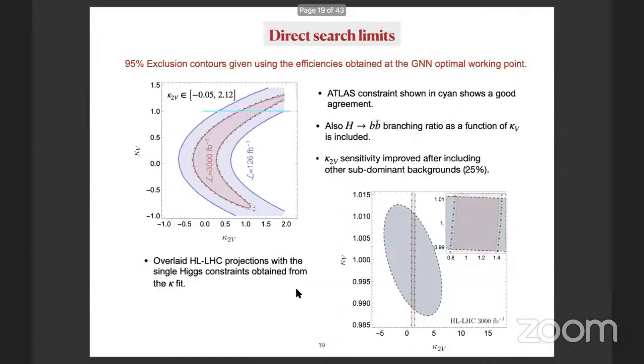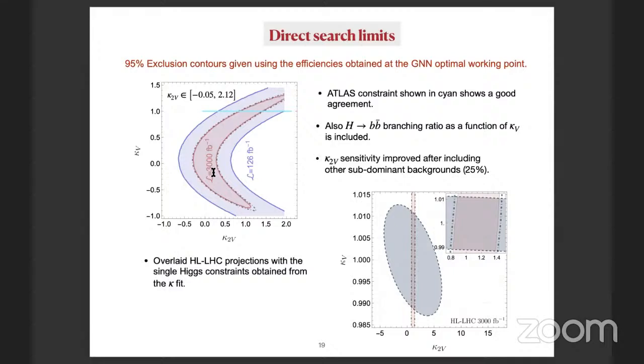Using these, we got these 95% exclusion contours for kappa V and kappa 2V. On this, we have also shown the corresponding ATLAS limit, which is shown by this blue line over here. So our results are on par with whatever the experiments are saying from the GNN. And therefore, we can also go to high luminosity effects. In red, we have shown the high luminosity exclusion contours.